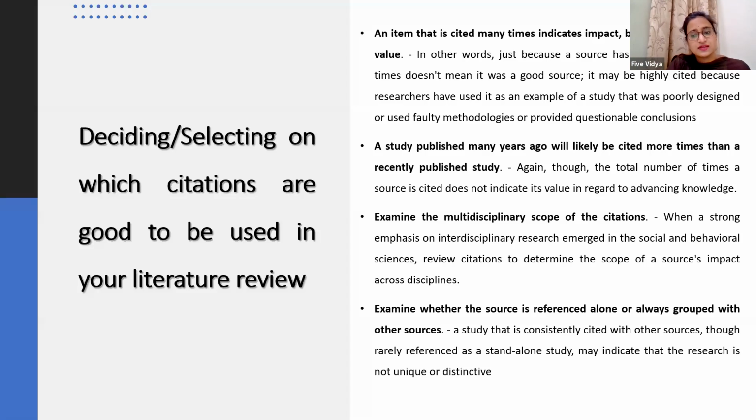whether the source is referenced alone or always grouped with other sources. Many times you will see a reference being cited along with other references. That means the particular reference is not capable enough of being cited alone, so you need to ignore such references. You can always cite the primary reference, not the secondary one.